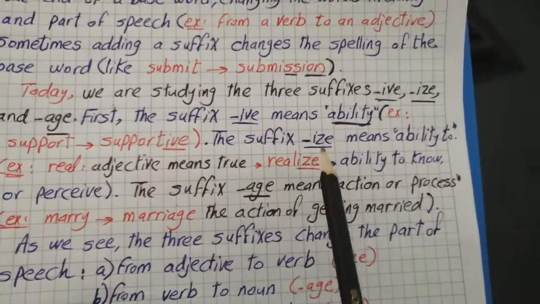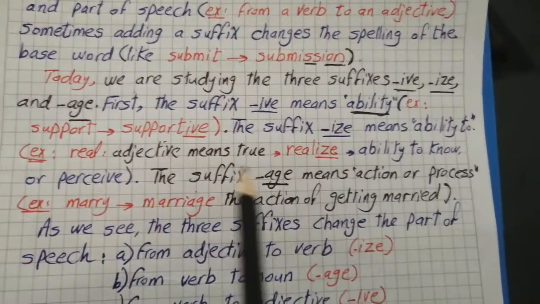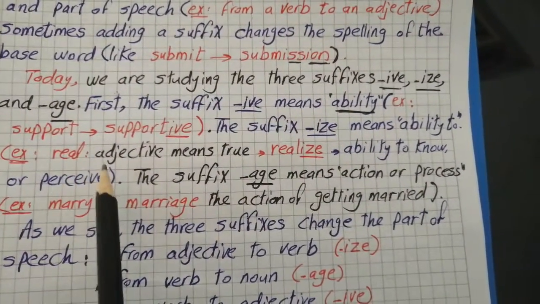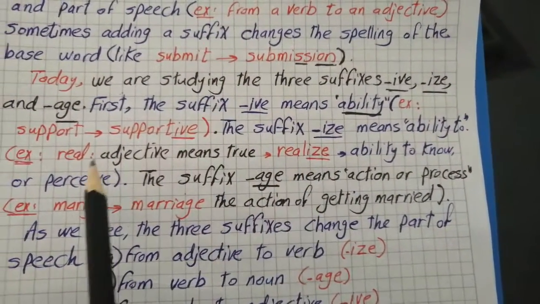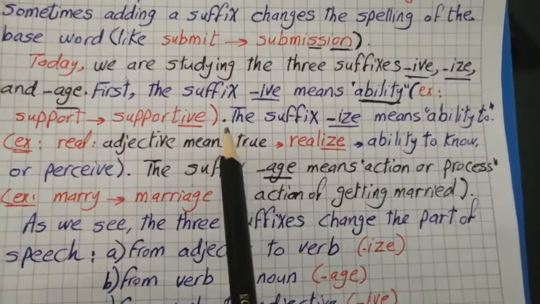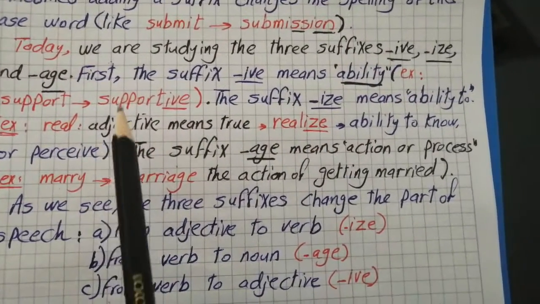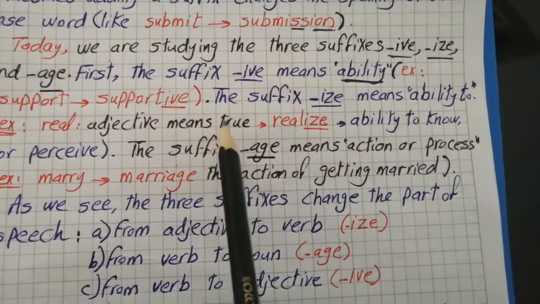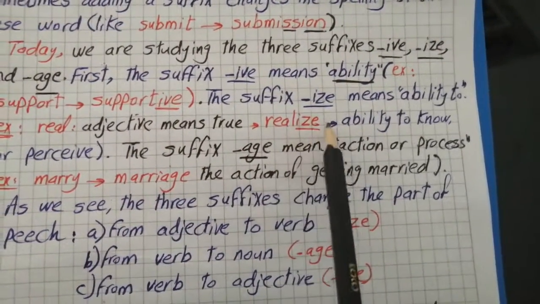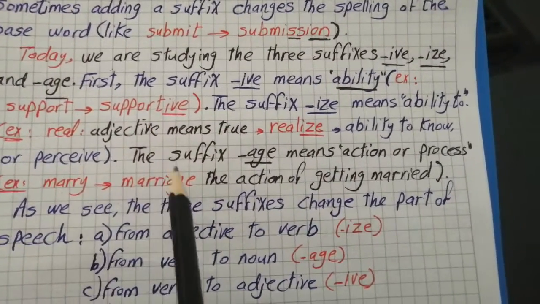The suffix IZE also means ability to do something. And it changes the main word or the base word from an adjective to a verb. For example, the adjective real. Real means true or authentic. And when I add the IZE suffix to the adjective real, it changes from an adjective to a verb. And realize means the ability to know, or perceive, or understand, or identify.